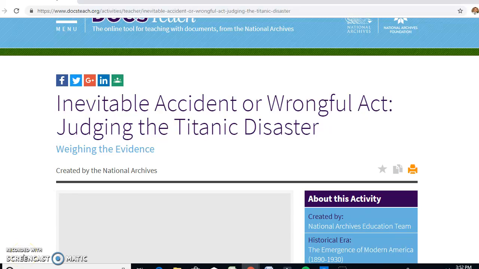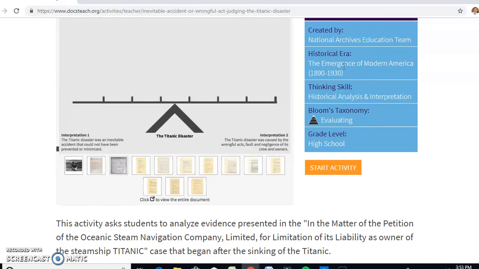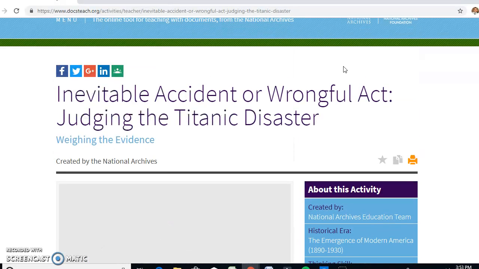One of the features of Docs Teach is the weighing the evidence feature, where you're given a particular historical quandary and a series of documents and are asked to place the documents on one side of the scale or the other. Since this is primarily a world history course concerning the early 20th century, I've decided to demonstrate this feature with the Titanic disaster. The essential research question: was the Titanic disaster an inevitable accident or a result of negligence?